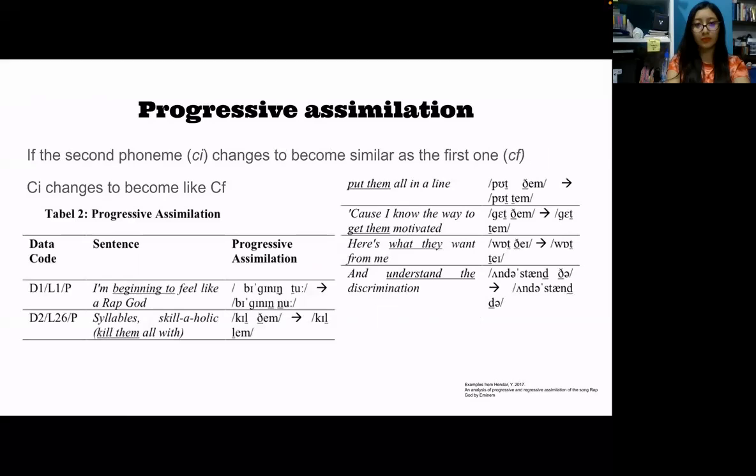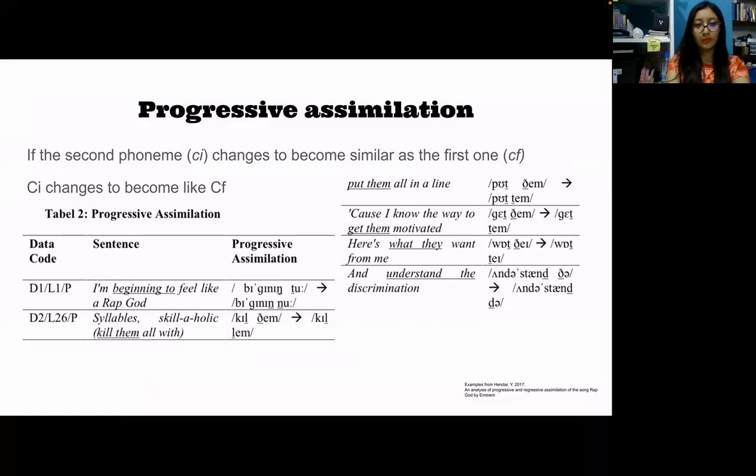Then we have progressive assimilation, where the second phoneme, the initial consonant, would change to become similar to the first phoneme, which is the final consonant. And here we have also many examples. These were taken from an article, which is an analysis of Eminem's Rap God song, which is a very famous song.